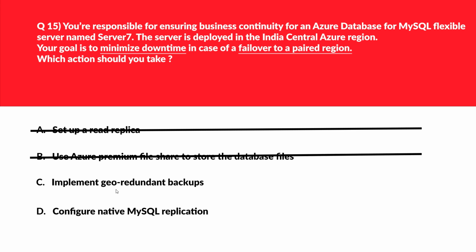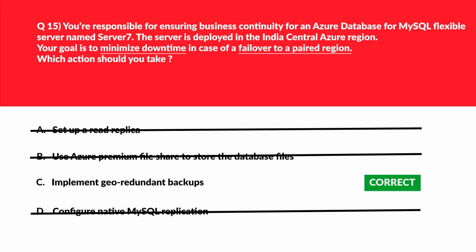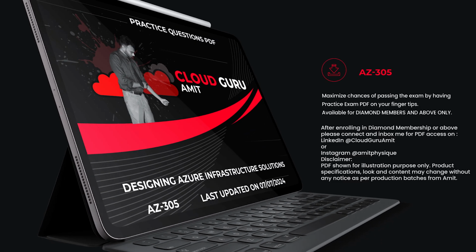Let's move to option C. C says implement geo-redundant backups. Geo-redundant backups provide regional resiliency by replicating the server backup data files in the primary region to the paired region. This can be the potential answer. We'll park this. Let's move to option D. D says configure native MySQL replication. MySQL replication cannot address the problem of geo redundancy or failover to a paired region. We'll eliminate this option as well. We are left with option C, implement geo-redundant backups, and it is the correct answer.